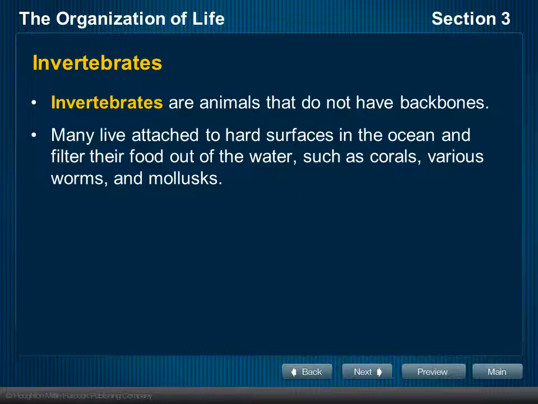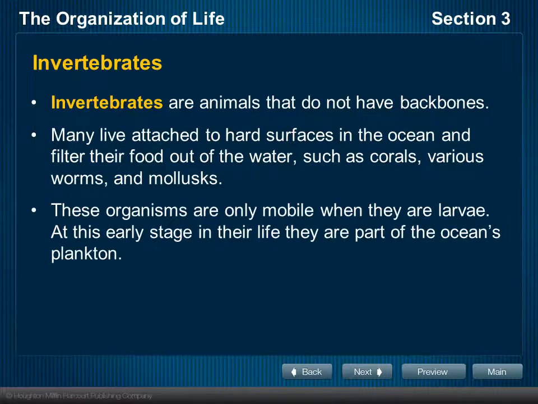They attach to one spot, they stay in that one spot, and they get their nourishment by filtering phytoplankton and such out of the water. The corals and various sea worms and the mollusks all are going to fall in that category. They're only mobile in their larval stage. And during that stage, they're actually part of the ocean's plankton. But once they hit a particular point in their development, they anchor onto a spot and they stay there.